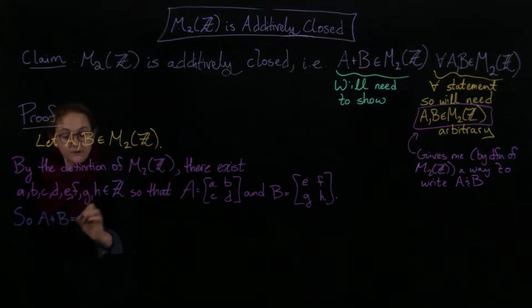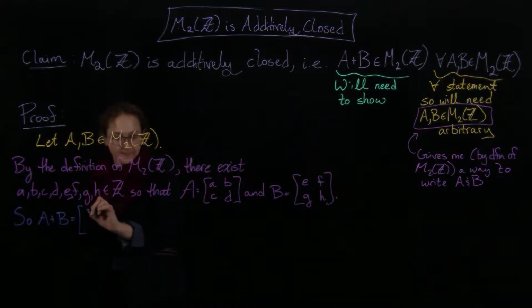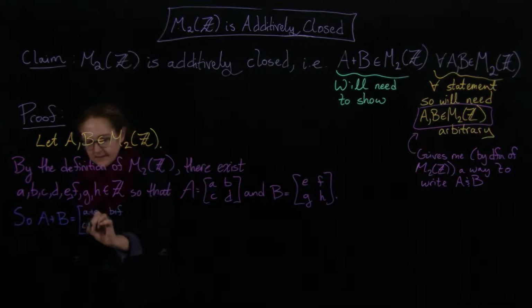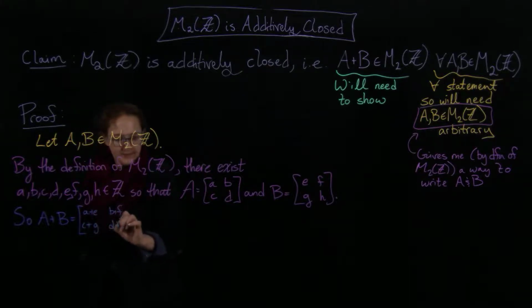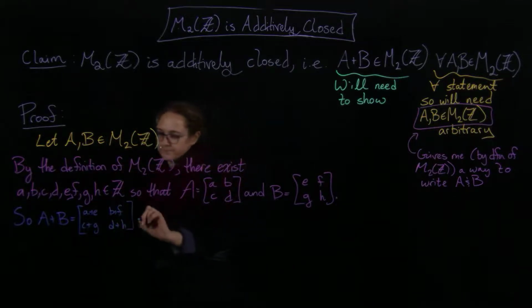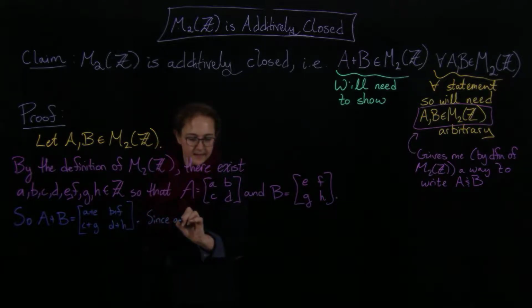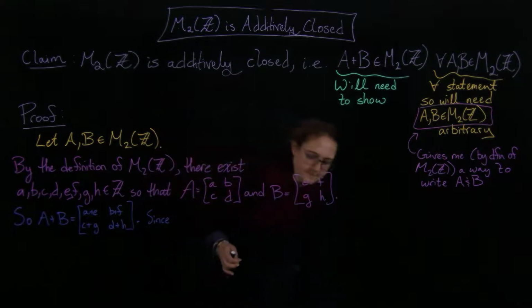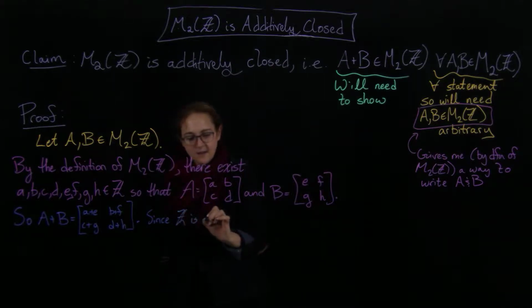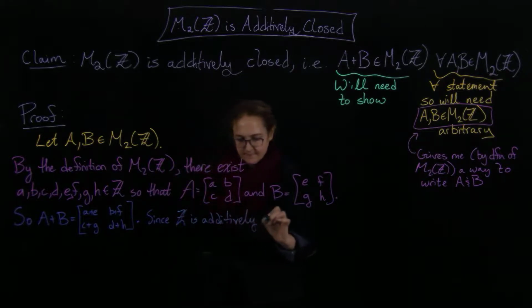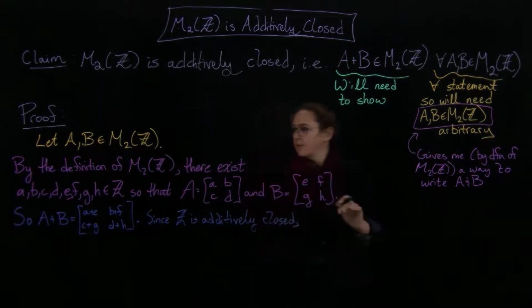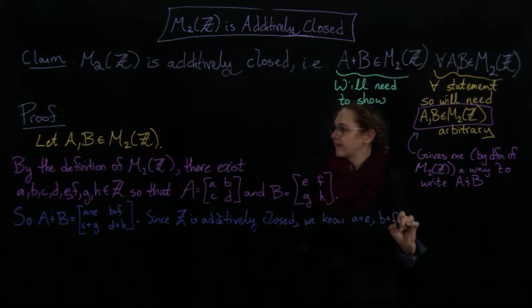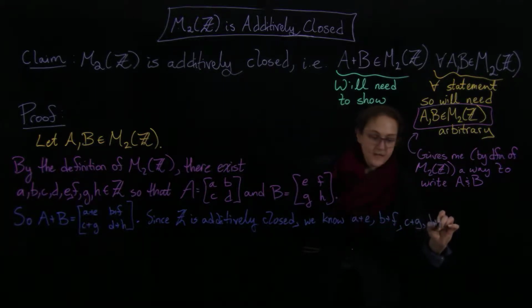Okay? So now, in the next step, A plus B, I can write the sum of these, and we're just going to do this coordinate-wise, so it's going to equal the matrix with entries A plus E, B plus F, C plus G, D plus H. Okay, now since Z is additively closed, we know that A plus E, B plus F, C plus G and D plus H are all elements of Z.